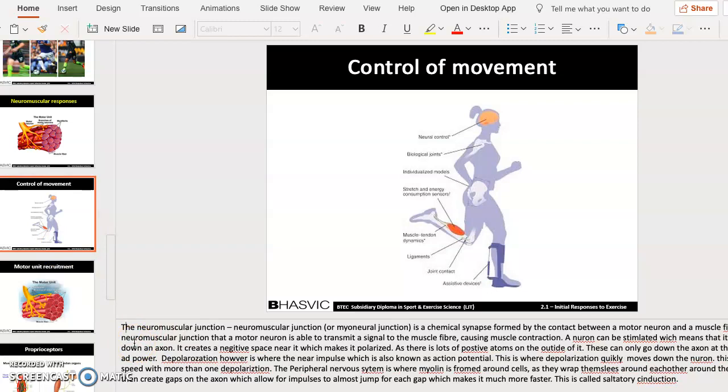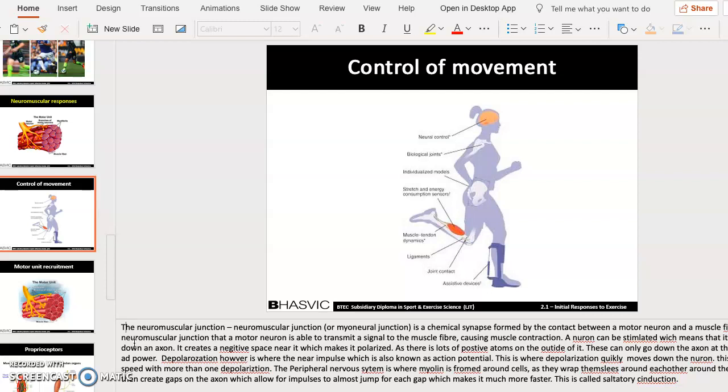The neuromuscular control of movement. Neuromuscular junction. The neuromuscular junction is a chemical synapse formed by a contact between a motor neuron and a muscle fiber. It is at the neuromuscular junction that the motor neuron is able to transmit a signal to the muscle fibers, causing the muscle contraction. A neuron must be stimulated, which means that a signal gets sent down from the axon.